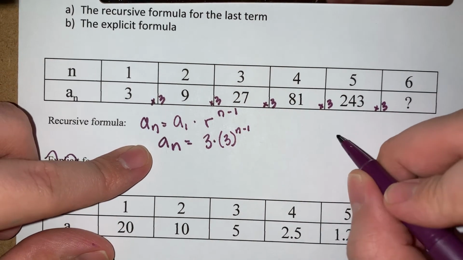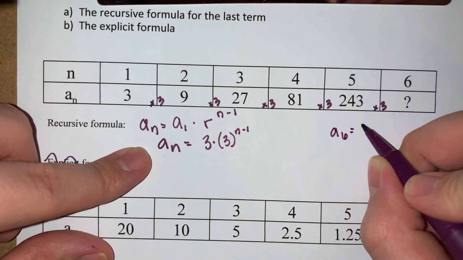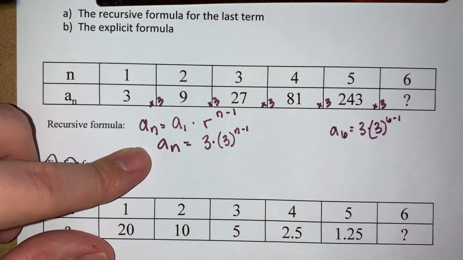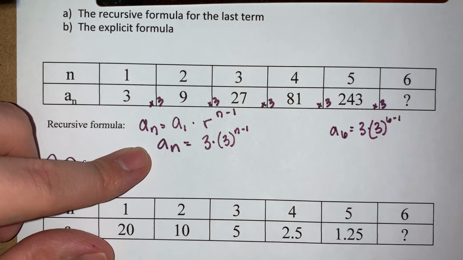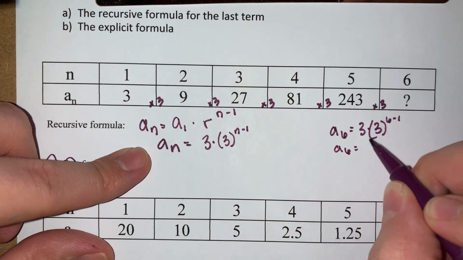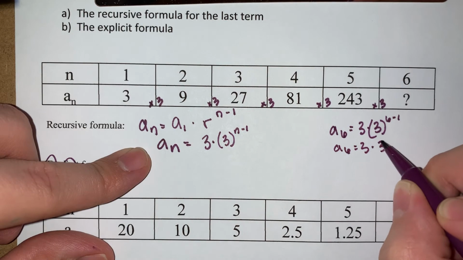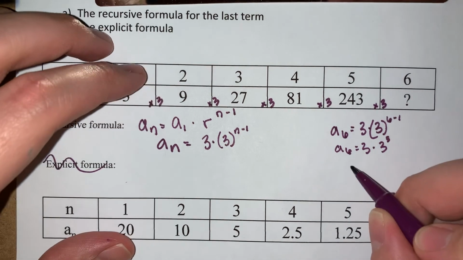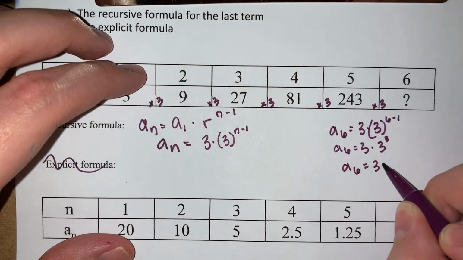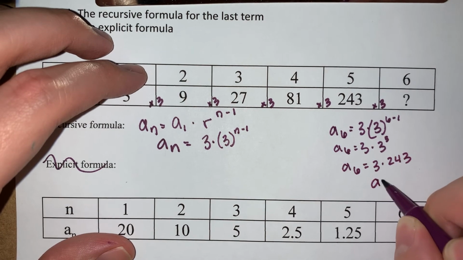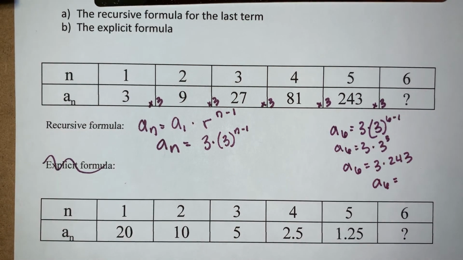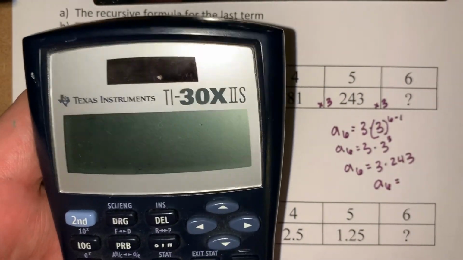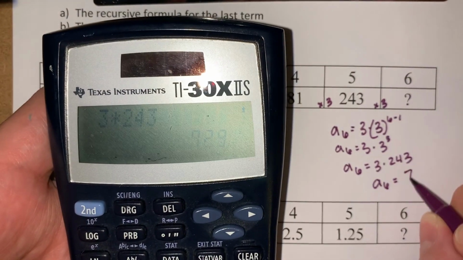So I would write it as a sub 6 equals 3 times 3 to the 6 minus 1 power. And then I would simplify where I can. So 3 times 3 to the 5th power. 3 to the 5th power is 243. So a sub 6 equals 3 times 243, which means a sub 6 equals 729.